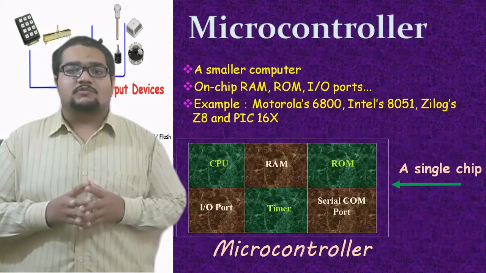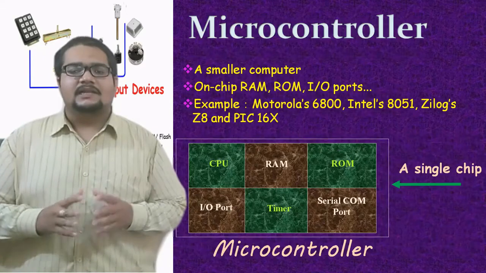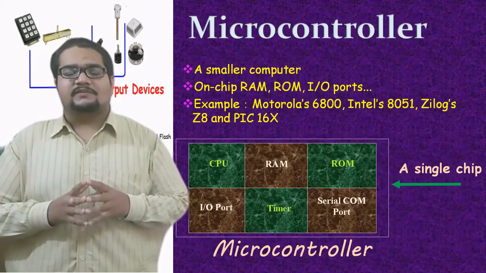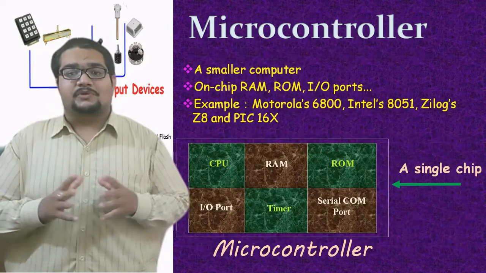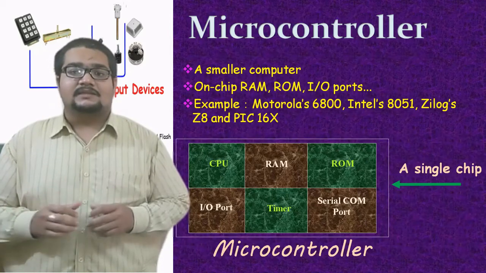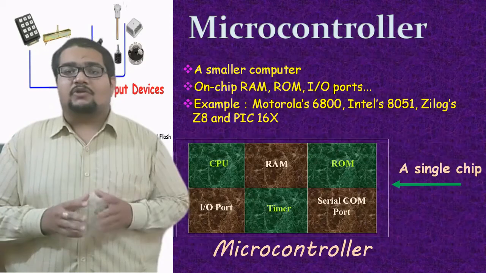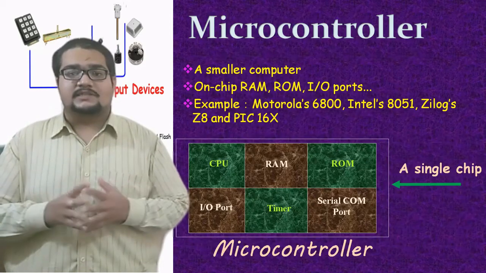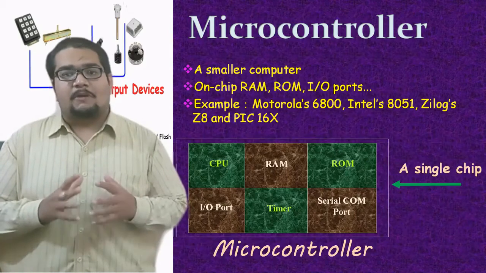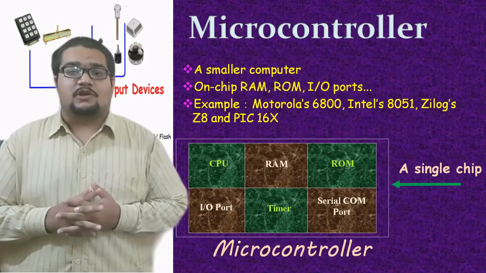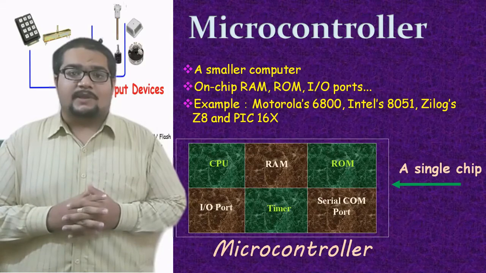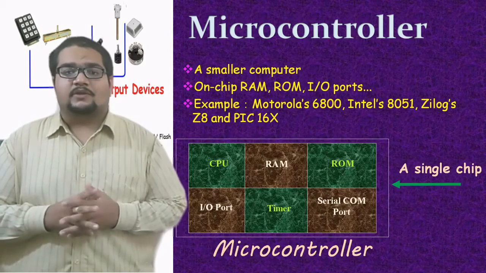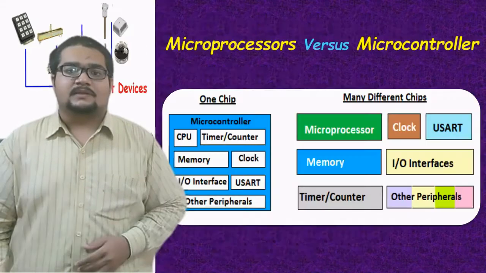In microcontrollers, all the things we have seen in the earlier slide come together in a single IC package, and that is why it is also called a small microcomputer. Here are some examples of microcontrollers: Motorola's 6800 and Intel's 8051. These were the two competitors at the time when this microcontroller was released. The 8051 microcontroller was released, and we also have microcontrollers from different other companies in the market.